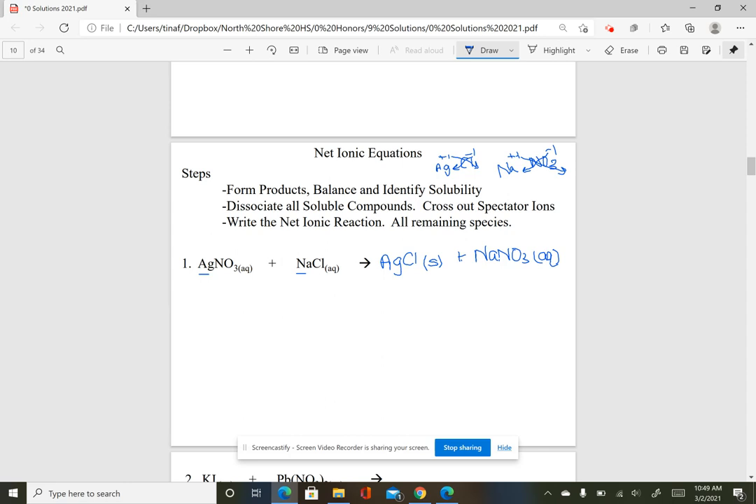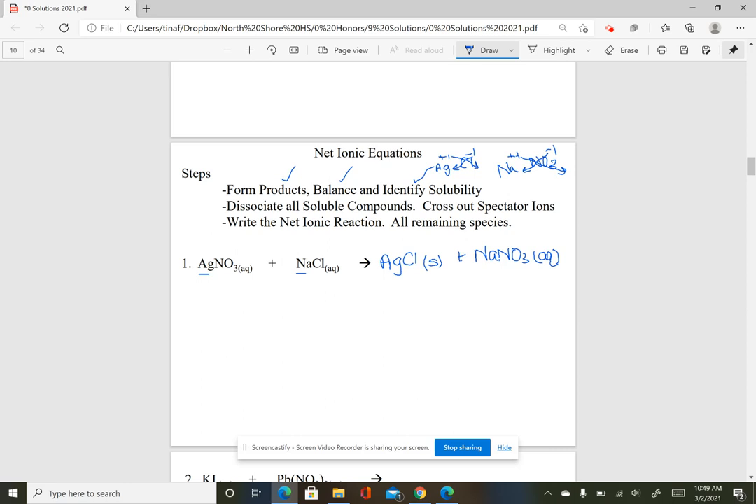Now I want to make sure I identified the products. Now I want to balance it. I have one Ag, one NO3, one Na, and one Cl on both sides. So this is actually balanced with ones in front of everything, so that's nice and easy. Identify solubility, I just did that. I said AgCl is insoluble and NaNO3 is aqueous.